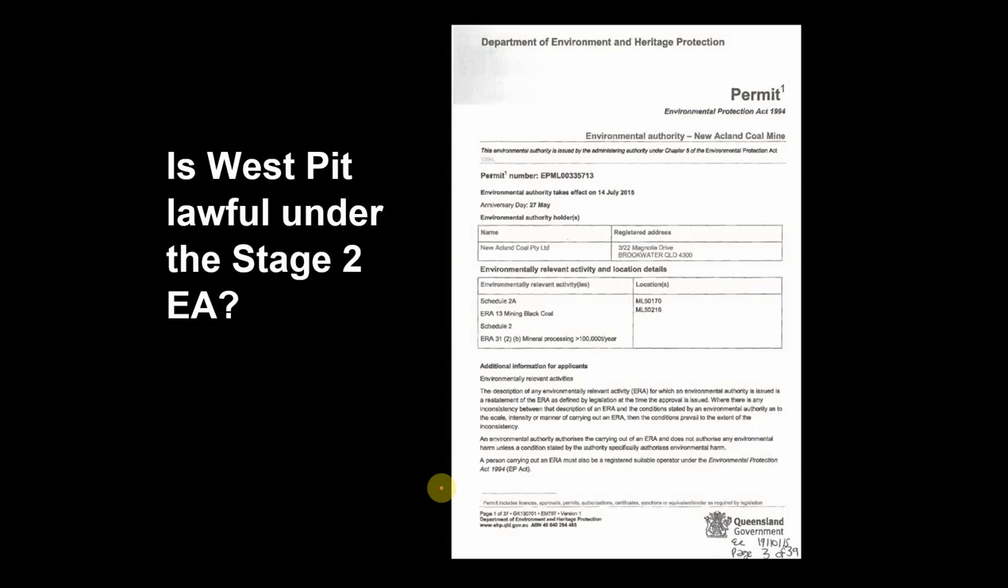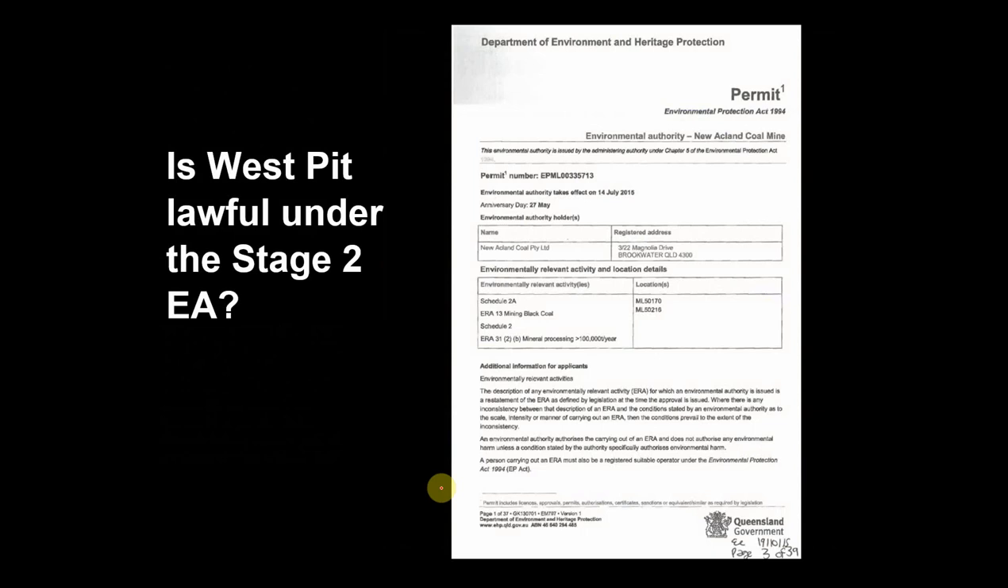So the environmental authority is available on my website. You can go and have a look at it. It's a long document that sets out a number of conditions about noise and dust and water. But crucially, the Department of Environment and Heritage Protection, as it then was, now it's called the Department of Environment and Science, so it's the state environmental regulator that administers the Environmental Protection Act. When this was granted in 2006, it failed to do the most basic thing that is typically done in any approval under most pieces of legislation, most environmental approvals.